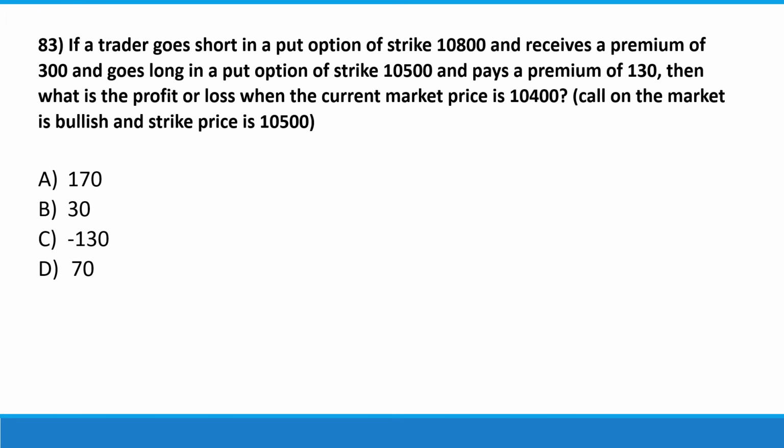If a trader goes short in a put option of strike 10,800 and receives a premium of 300 and goes long in a put option of strike 10,500 and pays a premium of 130, then what is the profit or loss when the current market price is 10,400? Option A 170, option B 30, option C minus 130 and option D 70. The correct answer is option C minus 130.